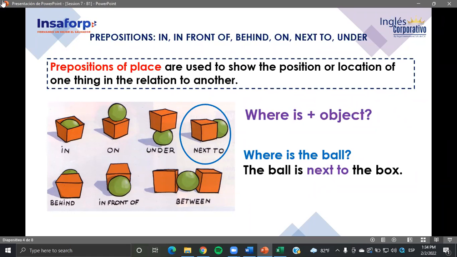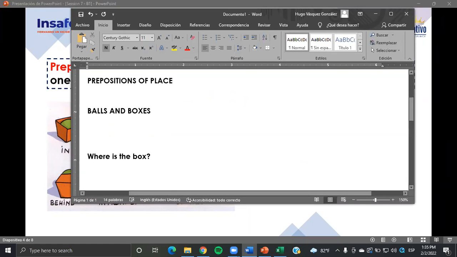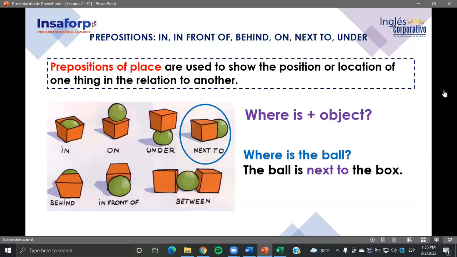If I say the opposite, where is the box? I'm asking for the box in this case, so you can say it's next to the ball. This is the other way. Where is the box? The box is next to the ball. Or where is the ball? The ball is next to the box. The same. Okay? So we use where is plus the object.